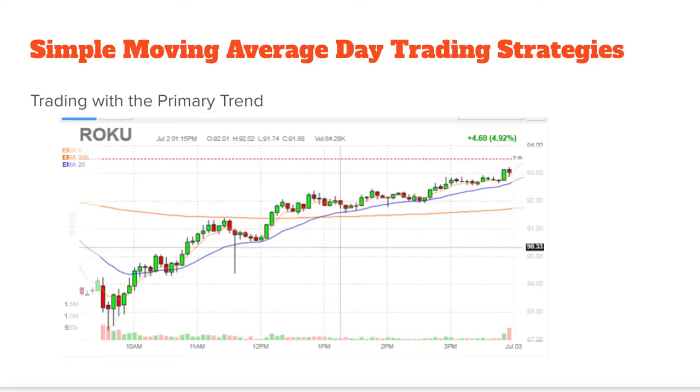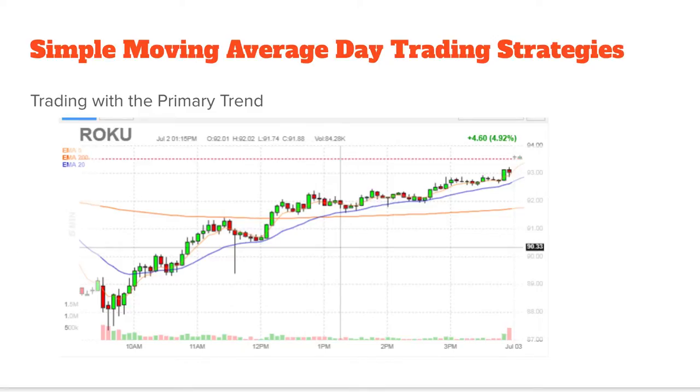Now, in terms of simple moving average day trading strategies, you can try to use it for trading with the primary trend. When you talk about the primary trend, you want to define which moving average you're going to use. Are you going to use an SMA or an EMA? That is going to determine your primary trend.